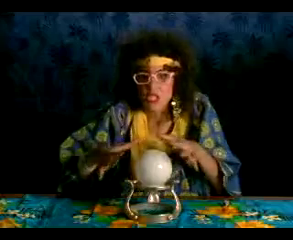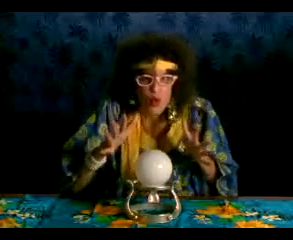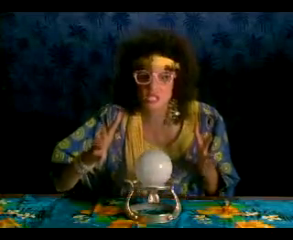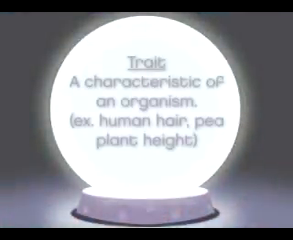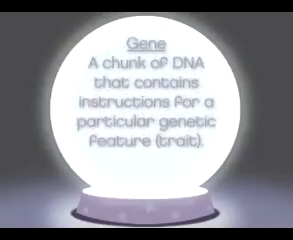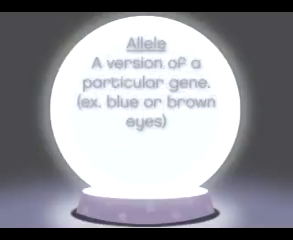Madame Vocabulary here with more transmissions coming through of important hereditary and inheritance vocabulary. A trait is a characteristic of an organism, like hair color for humans or height for pea plants. A gene is a chunk of DNA that contains instructions for a particular genetic feature or trait. An allele is a version of a particular gene, like blue eyes or brown eyes.